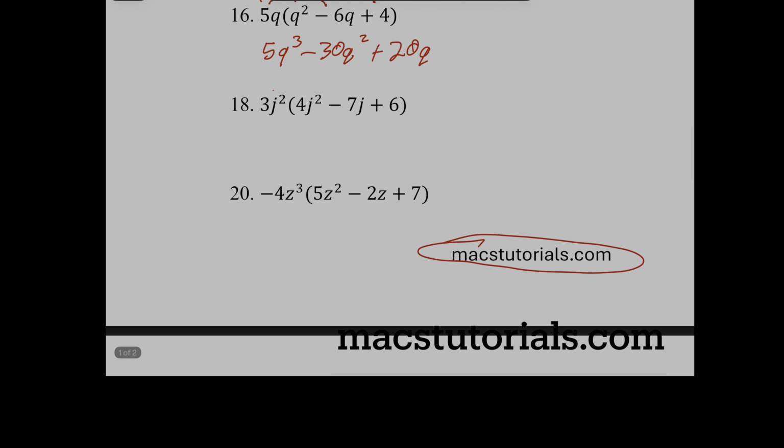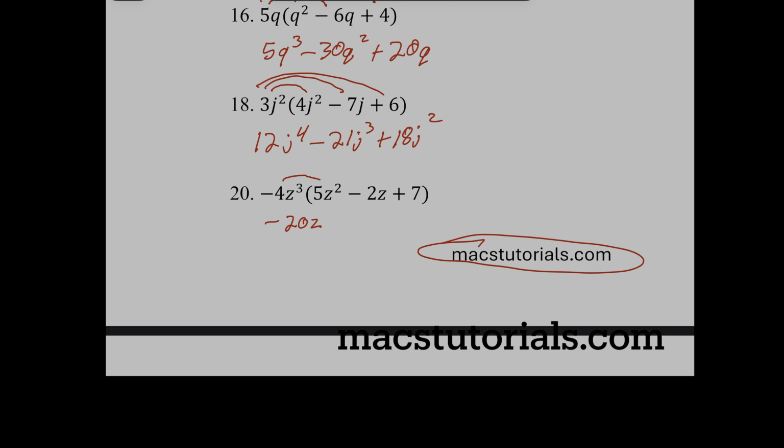Going on to number 18. When I multiply the first, 3 times 4 is 12, j to the fourth. I go on to the next one. Positive times a negative is a negative 21j to the what? To the third power. And the last one is 3j squared times positive 6. That's positive 18j squared. And the last one, a negative times a positive, negative 20z to the what?